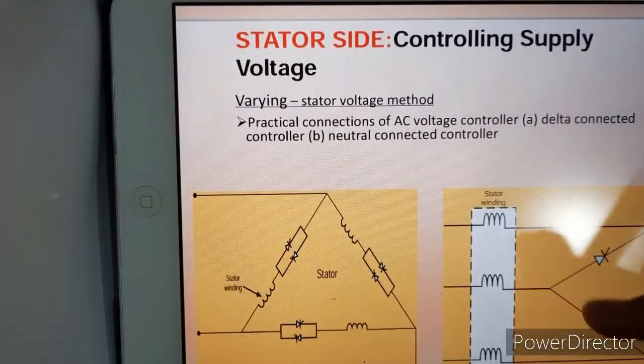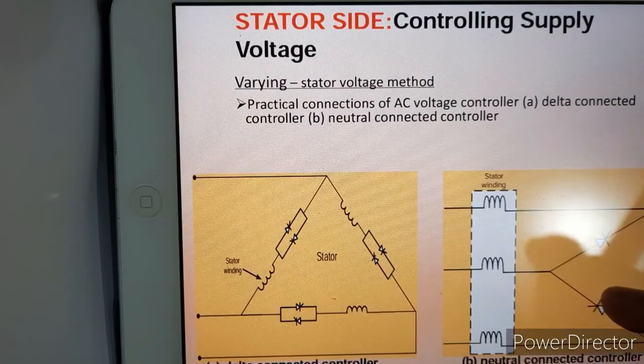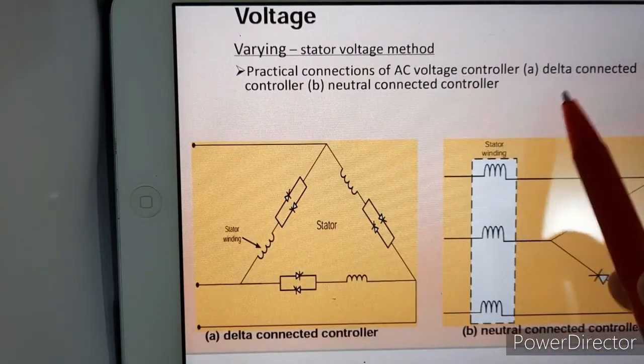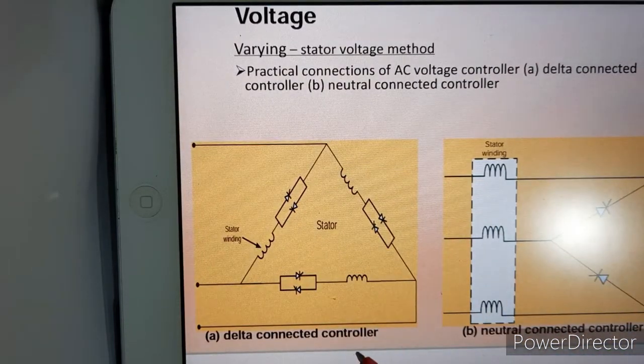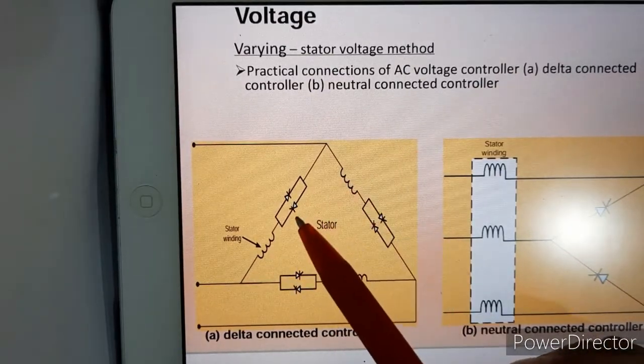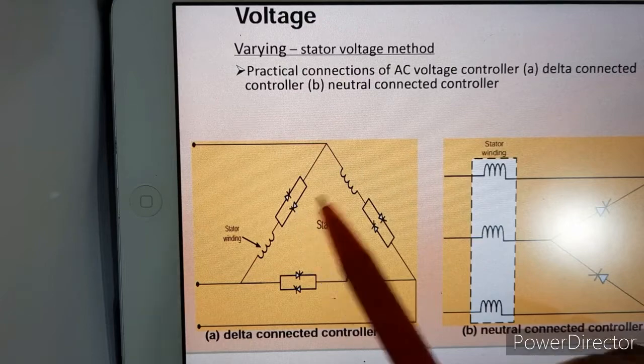So this is the practical connection of an AC voltage controller. A is the delta connected controller, so each side of the winding is connected with an anti-parallel thyristor.